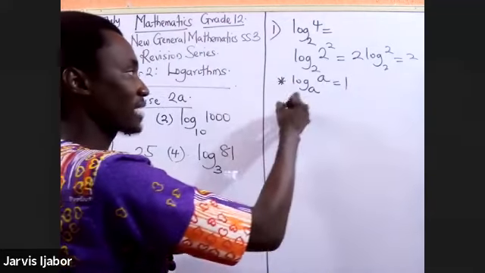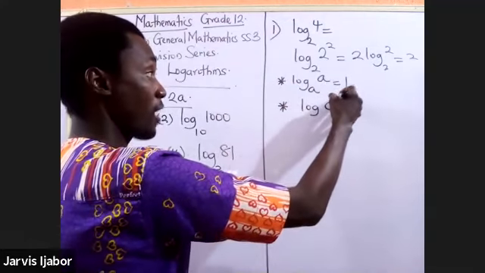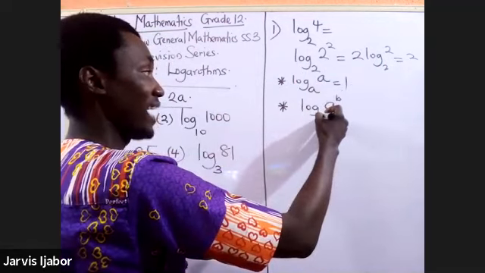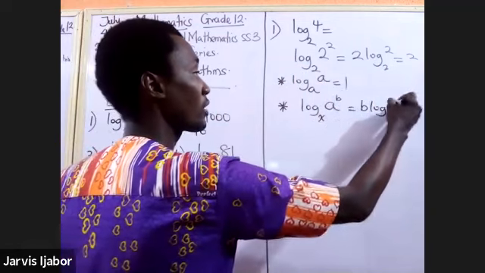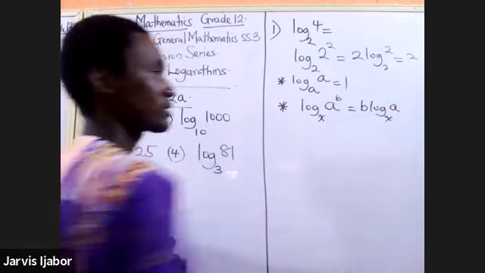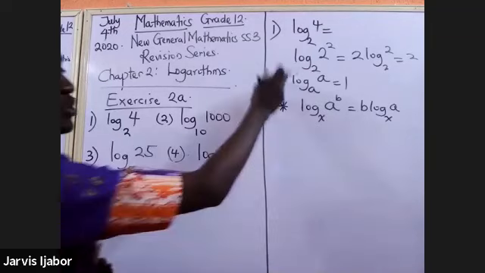Also remember that log a raised to the power of b base anything, call it x, will be b log a base x. Are we following? So that's how that thing goes. So take note of these two things.